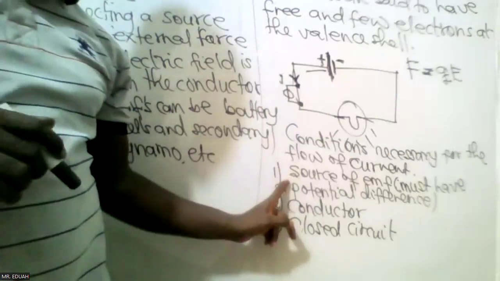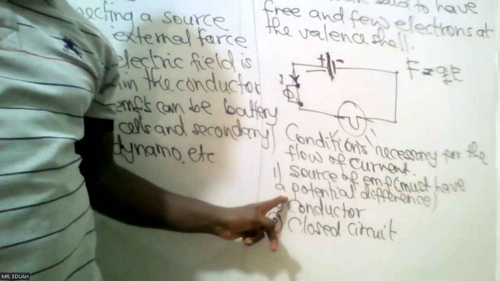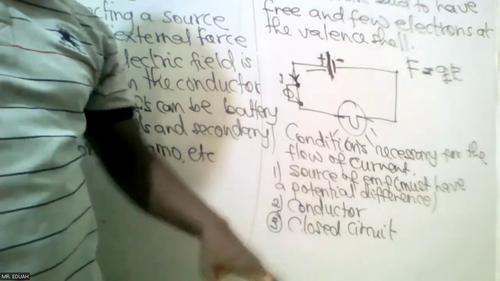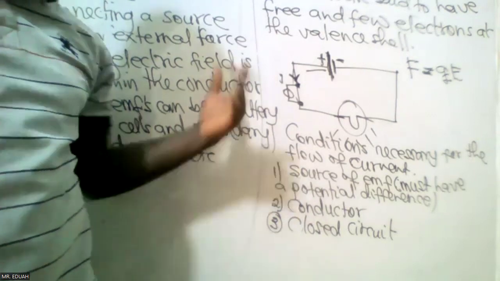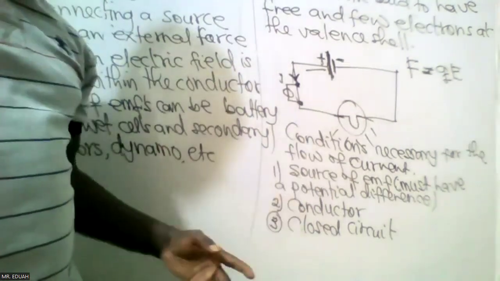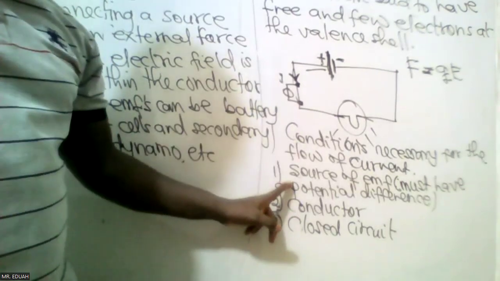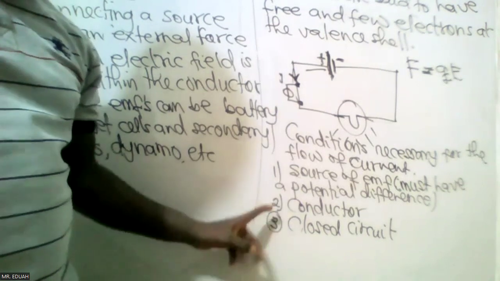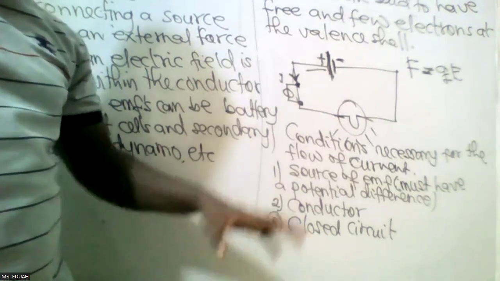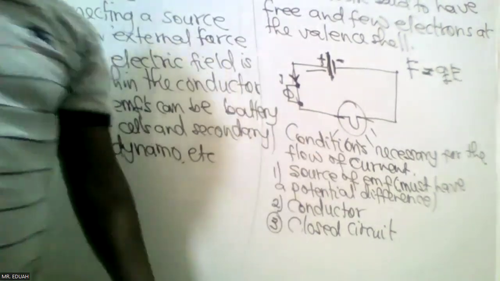There must be a source of EMF. The source of EMF usually has or creates the potential difference. There must be a conductor, and then there must be a closed circuit, meaning when any of these three aspects is missing, current will never flow.